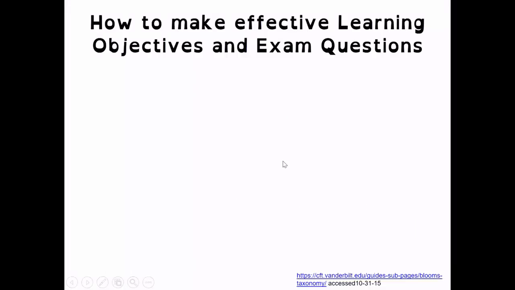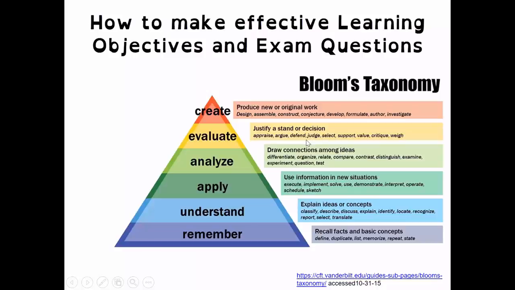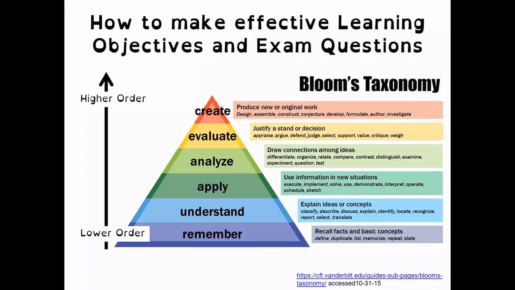Okay. So when we're making effective learning objectives and exam questions, we want to use Bloom's taxonomy. So are any of you familiar with Bloom's taxonomy? Okay. So what it is, it's basically this inverted pyramid. And it's really kind of like the food pyramid, where it's a little bit confusing, but where you have the lower order questions on the bottom, and those are the questions that really just have recall of facts. And then as you move up the pyramid, they have higher order questions.